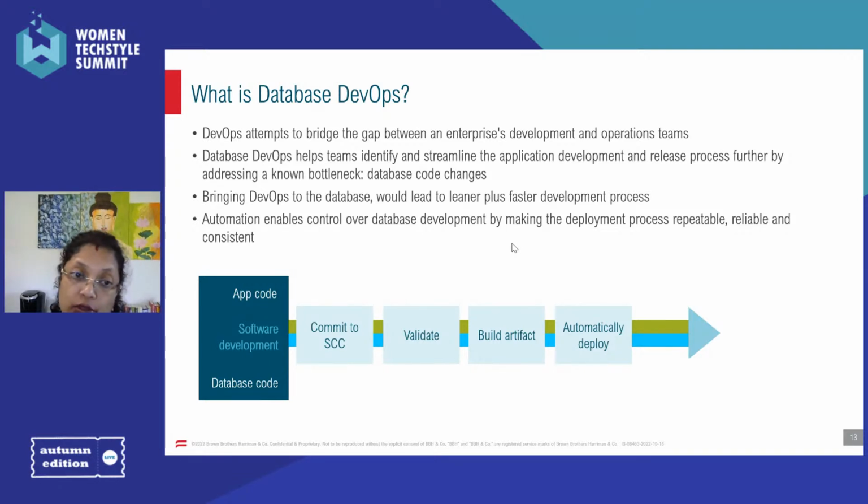Now, if we bring DevOps to the database, this will definitely lead to a leaner and faster development process, and this automation enables control over database development by making the deployment process repeatable, reliable, and consistent. What we had a few slides back was two lines for application code and database code, and database code was definitely extending above application code. Now we just have one happy single line wherein we'll commit both application and database code to the source code, we'll validate, we'll build the artifact, and we'll automatically deploy.